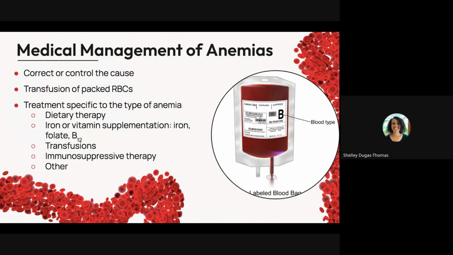Anemia management focuses on treating the underlying cause. In severe cases, lost or destroyed red blood cells may be replaced with packed red blood cells. Specific management strategies for each type of anemia we'll discuss.